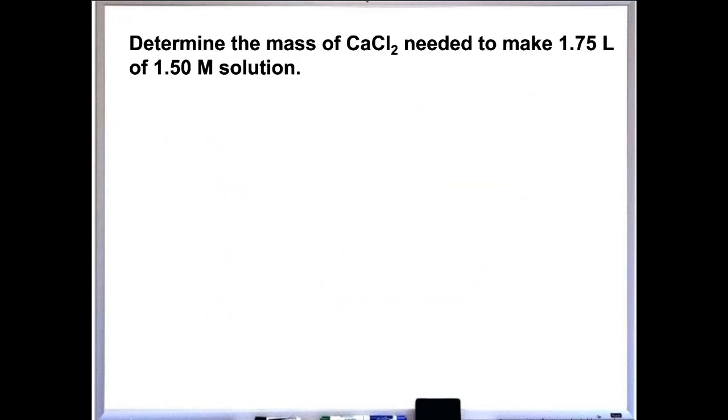So determine the mass of calcium chloride needed to make a 1.75 liter solution of 1.5 molar solution. So 1.75 liters of a 1.5 molar solution. So just as a hint here, you should not need the dilution formula. All you really need here is just the definitions of molarity, basically. Okay, so pause me and give this one a try.